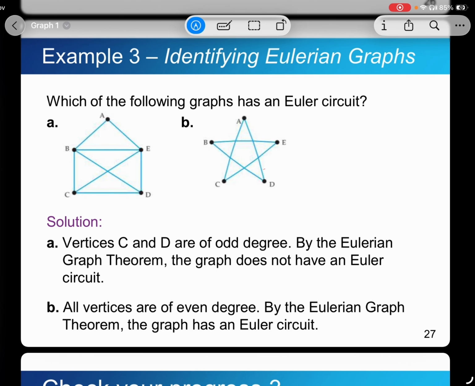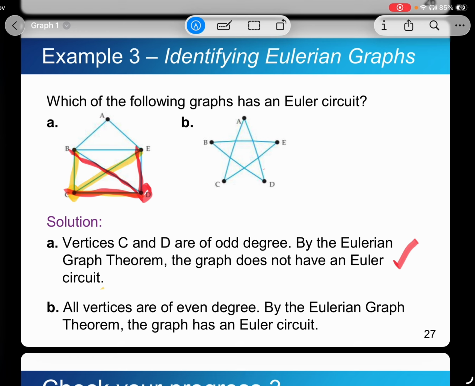So let us have this example. Which of the following graphs has an Euler circuit? In our first graph, the vertices C and D are of odd degree. How can we say so? As you can see here, C has 1, 2, and then 3, while D also has 1, 2, and then 3. So by the Eulerian graph theorem, the graph does not have an Euler circuit.